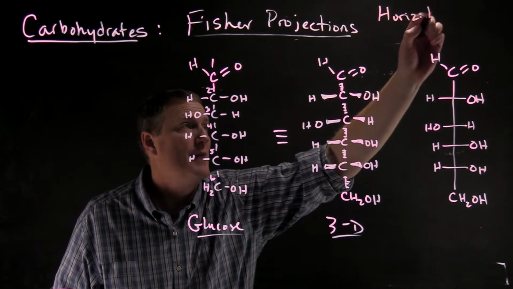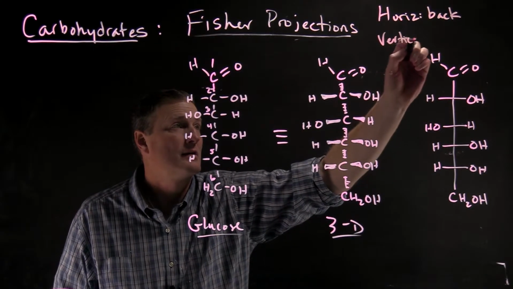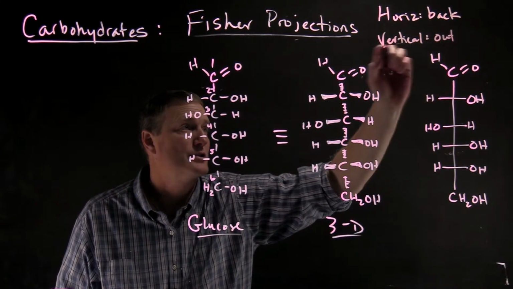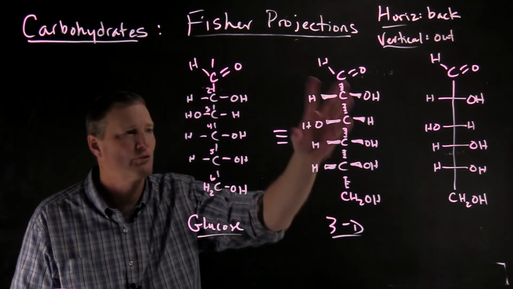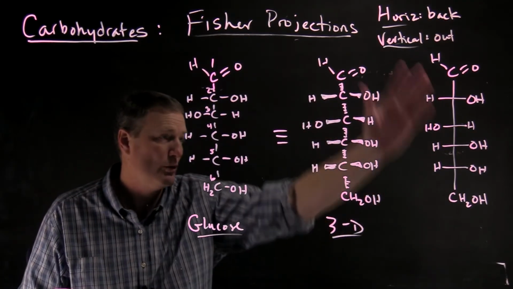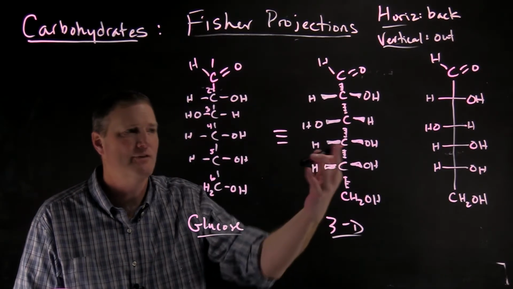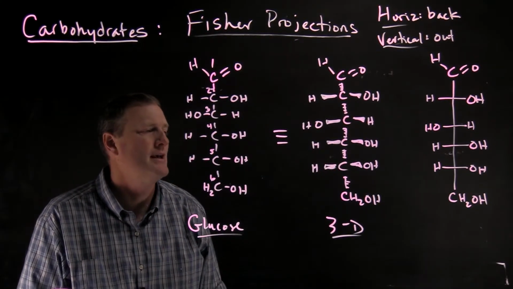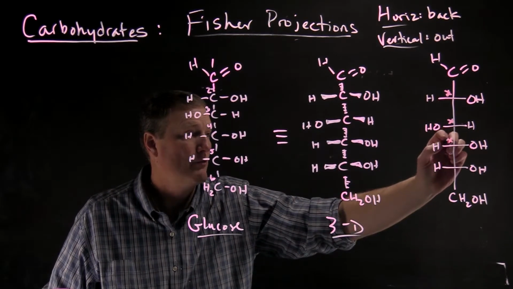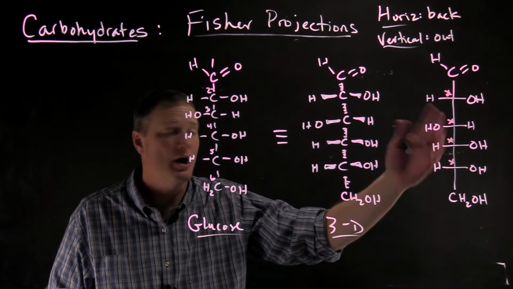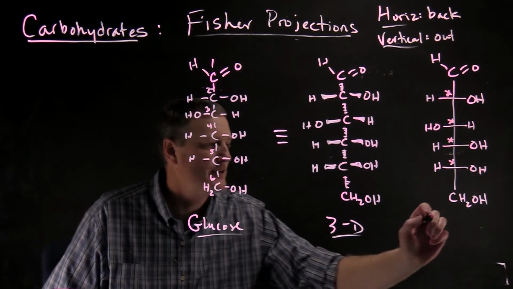So horizontal is back, and the vertical lines are out towards you. In the Fischer projection, just by convention, that's what's thought. So instead of having to draw all of these dashes and wedge bonds, we'll just draw it like this, much simpler to just draw a straight line. But we do recognize that each of these does have three-dimensionality to it. The molecule glucose actually has 4 chiral centers, carbon 2, 3, 4, and 5. We could potentially draw different mirror images, isomers, either enantiomers or diastereomers. But this is the Fischer projection.